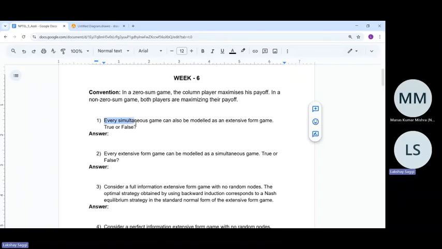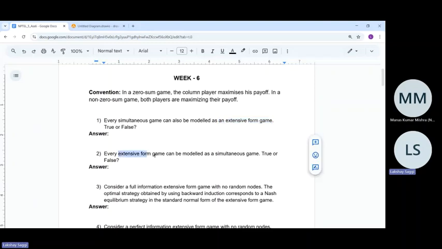The first question says that every simultaneous game can also be modeled as an extensive form game. Is this statement true or false? Manas, do you think this statement is true or false? Like, no one's grading you, but just asking. Okay, so Manas is saying that the vice versa is true, that an extensive form game can be modeled as a simultaneous game.